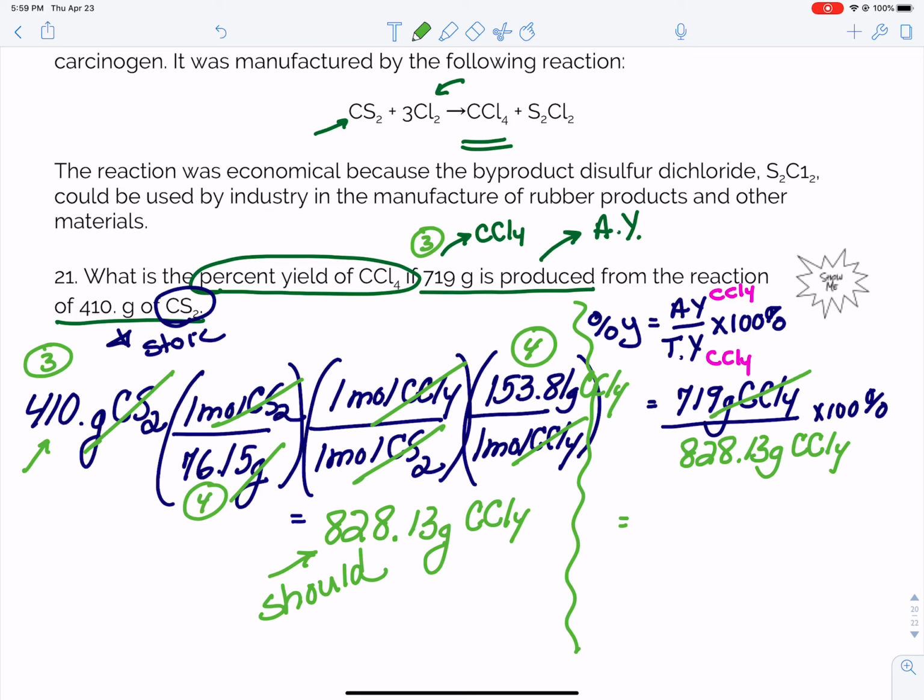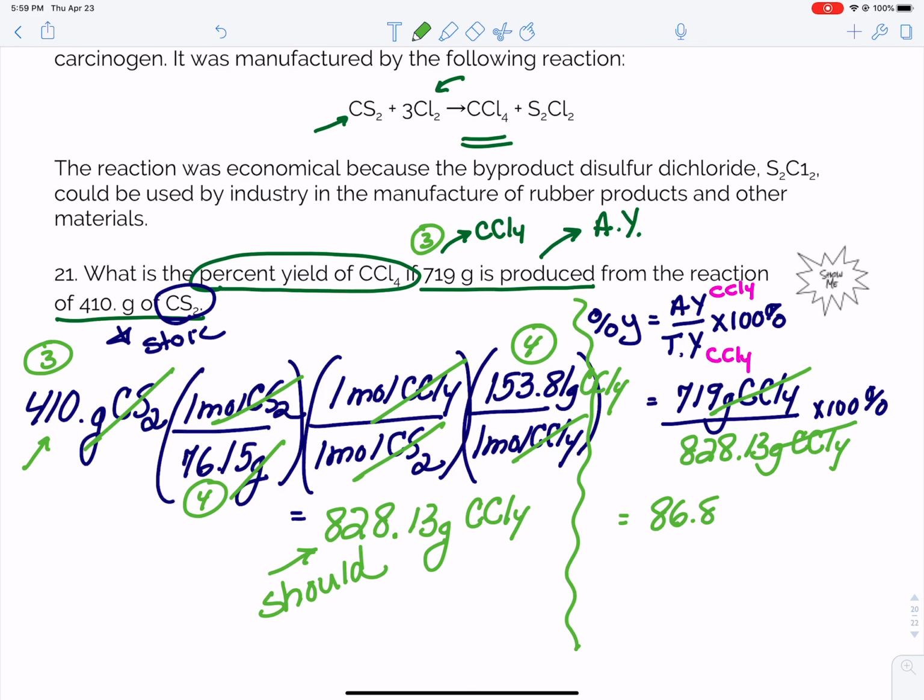My entire units, grams of CCl4, cancel out because percents don't have units of a chemical. It's not like 86.8% CCl4. This is saying that during this process, I was only able to make 86.8% of what I should have been able to make.